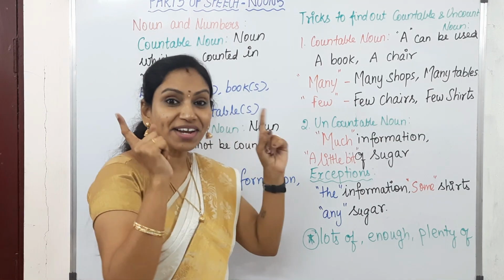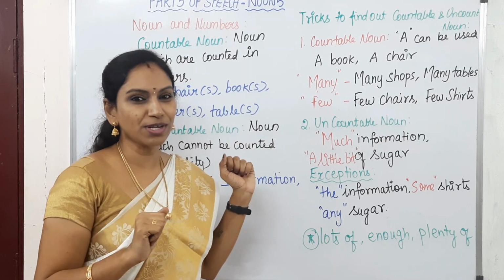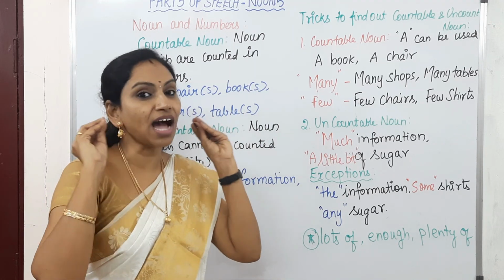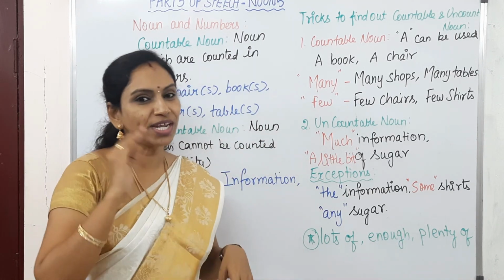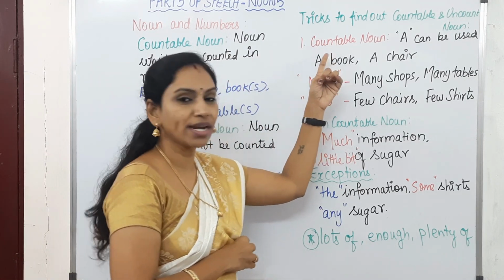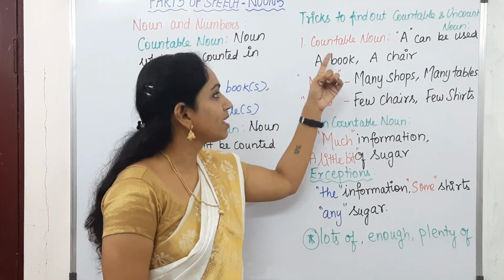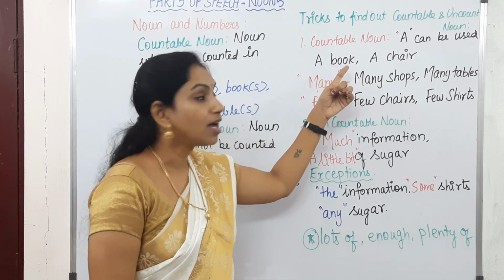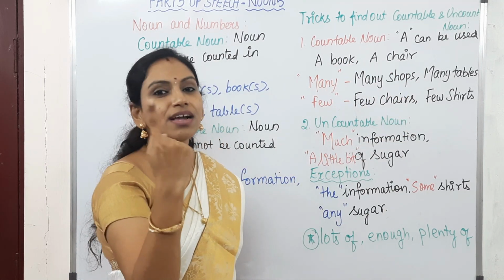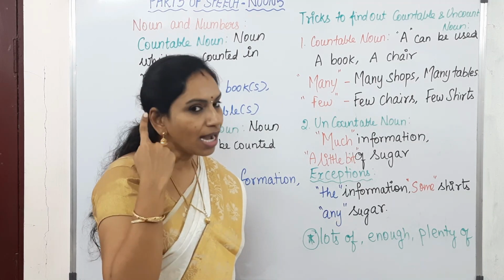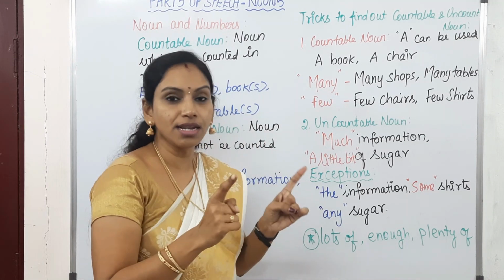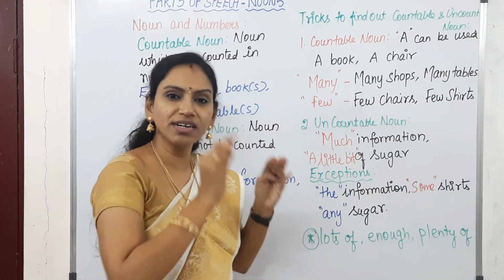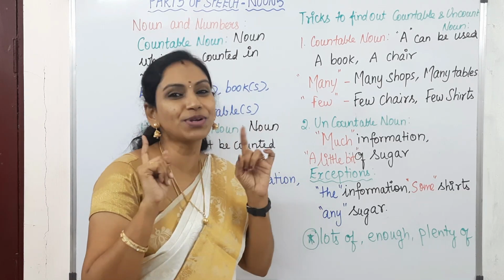Now, there is a trick to find out countable noun and uncountable noun. Both seem to be similar only, but there is a very small trick I will tell you. Number one, to find out which is a countable noun, you will have a before the noun. A book, a chair, which means it is only a single book, single chair. If it is single, you will have a before that noun. In such a case, you will close your eyes and write it as countable noun.